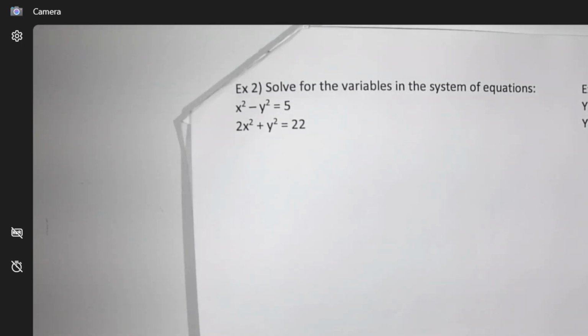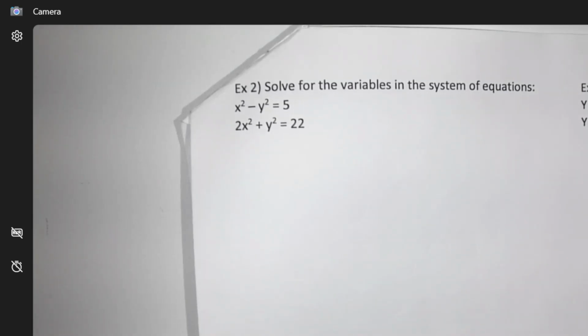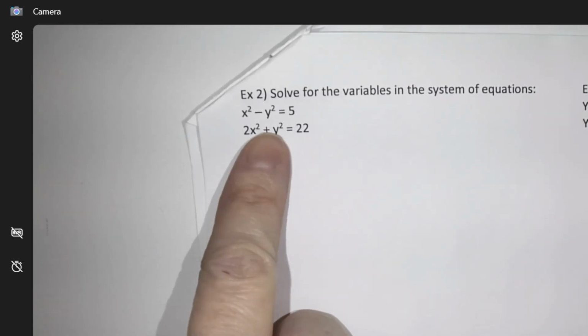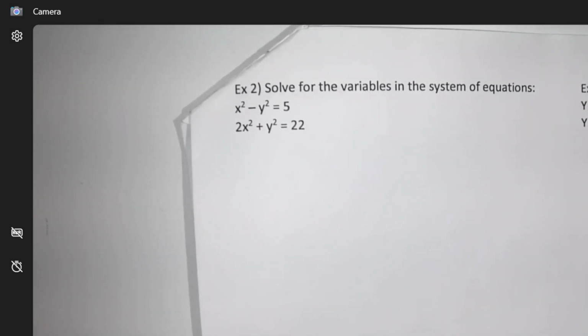Okay, number 2. We are not going to do all the methods because you actually wouldn't know how to graph this. My grade 12s are going to learn how to graph that in advanced math. So you do not know how to do that. Which method do you guys want to do? Is there something we want to substitute, or is there something we want to eliminate?